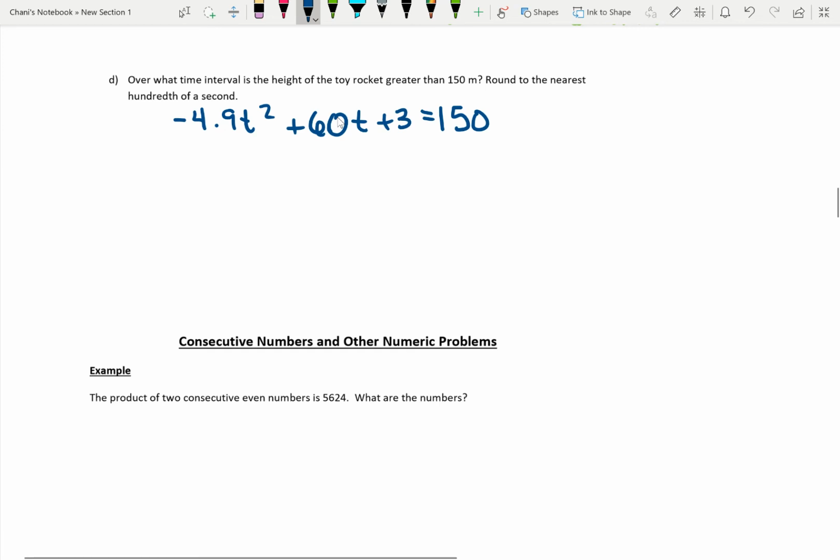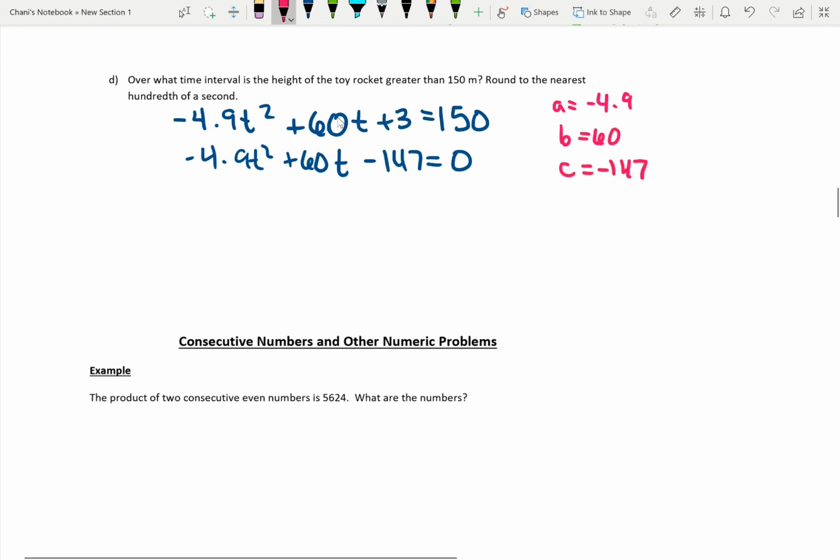In order to solve a quadratic equation, you need to move everything to one side, and then you use the quadratic formula. So I move the 150 to the other side. Okay, and now I use the quadratic formula. My a is negative 4.9, my b is 60, and my c is negative 147. I use this version where it equals 0, and I put it into the quadratic formula.